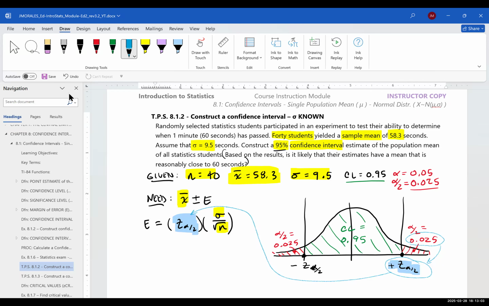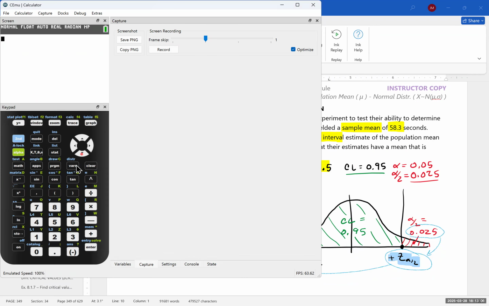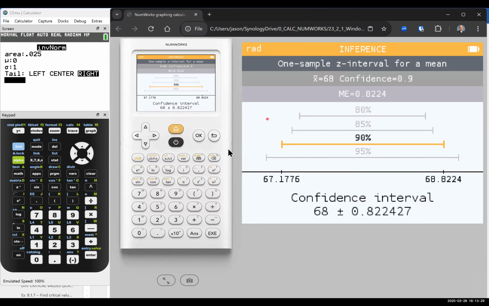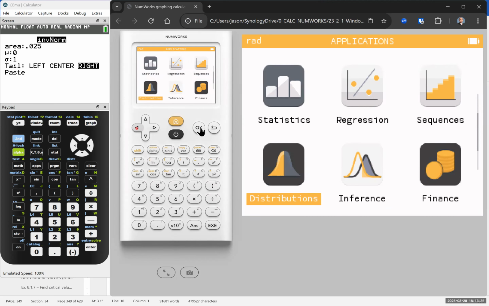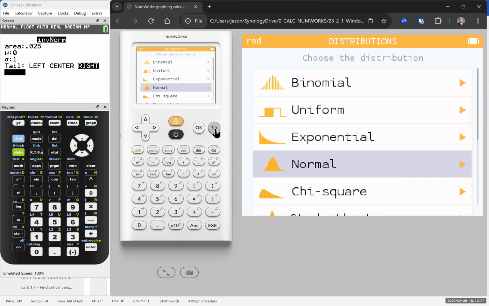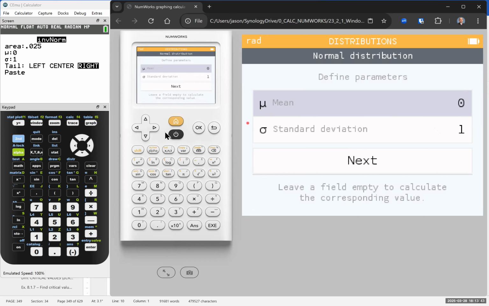So let's come over here and let me quit out of that. I want to go to the distributions functions, go to inverse norm, enter. The area is going to be 0.025 with a mean of 0 and a standard deviation of 1. And I'm going to look at a right tail. Okay, I'm going to leave this up. So I can do the same thing here with the NumWorks calculator. I'm going to click on home, go to distributions, and let me back up to make sure I'm in the normal distribution. A mean of 0, standard deviation of 1.